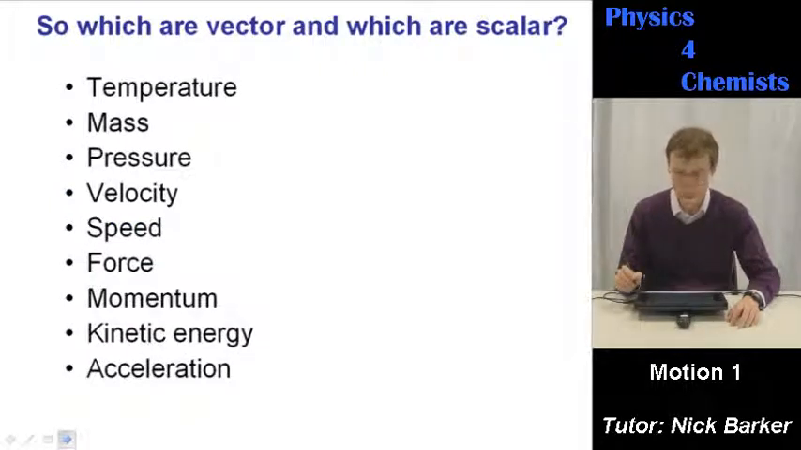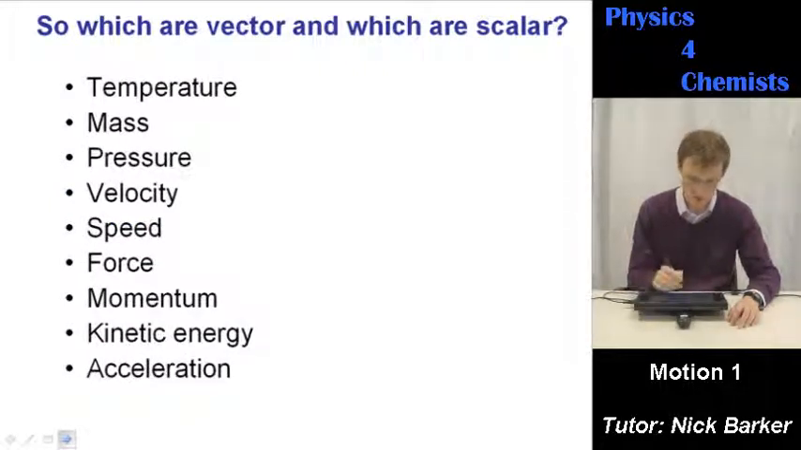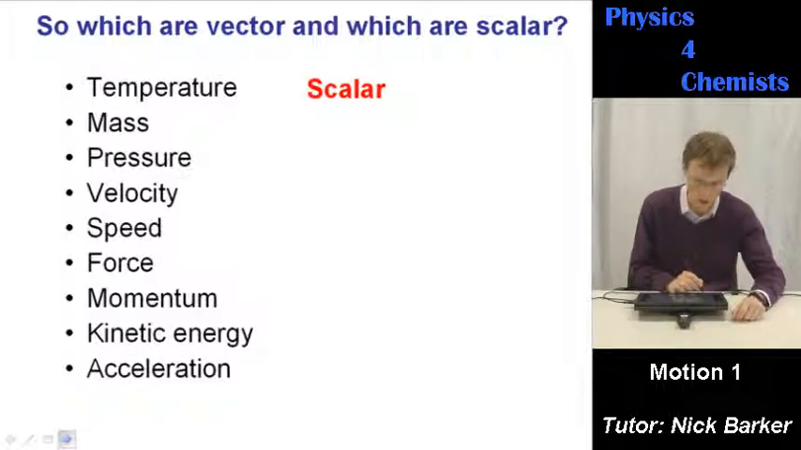Which are vector and which are scalar? Temperature, mass, pressure, velocity, speed, force, momentum, kinetic energy, and acceleration. They're all words that you'll hear. I'll do this in a way that you can play along at home, all right? So temperature. Well, the answer is scalar. It's got just size. Mass.